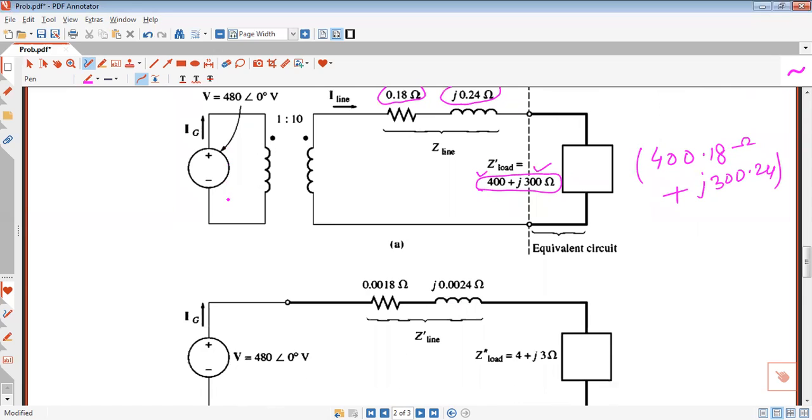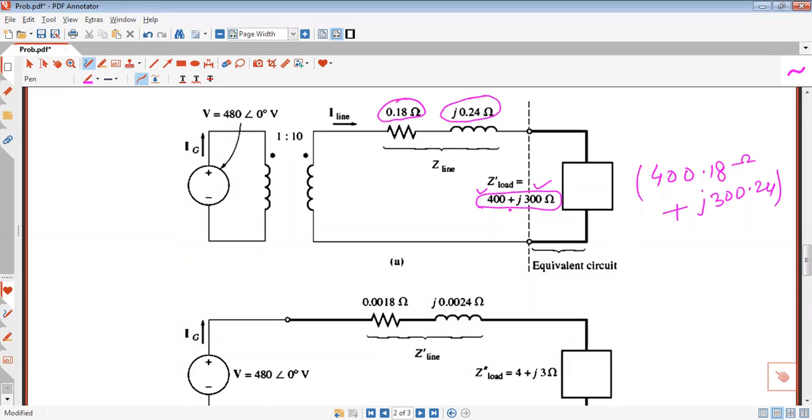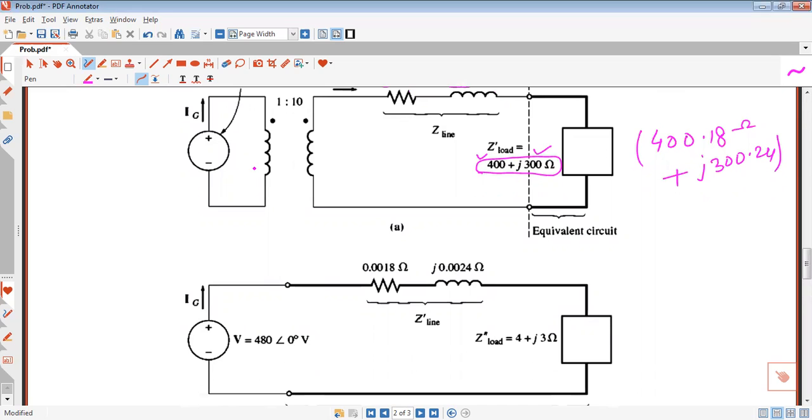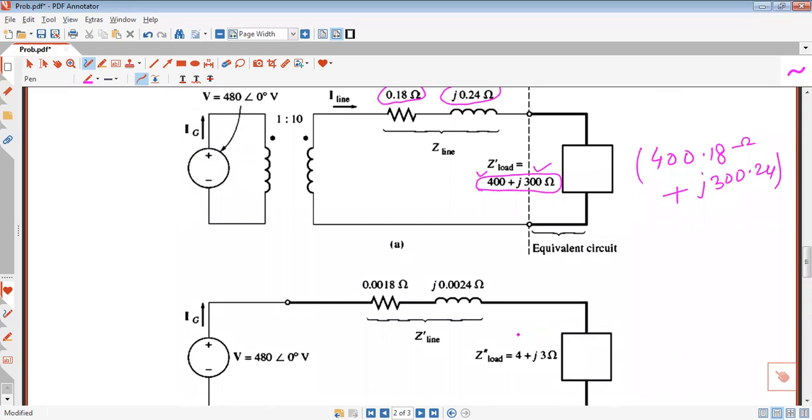On the generator side here, the turn ratio we see is 1/10. So we have to convert it, or we can say separately we can also transfer. So we can transfer this value to this side and this value to this side. Separately we can do it, or together we can do it. The result will be the same. So here it is drawn that we have done it separately.